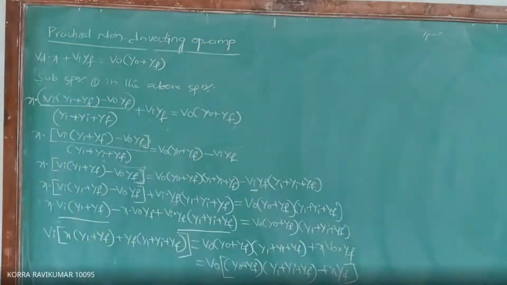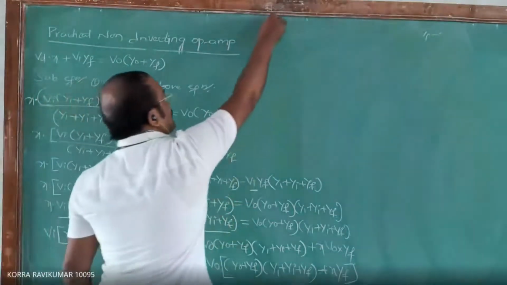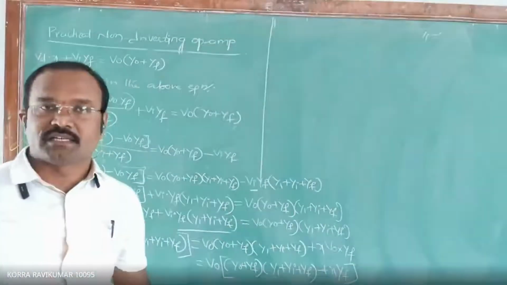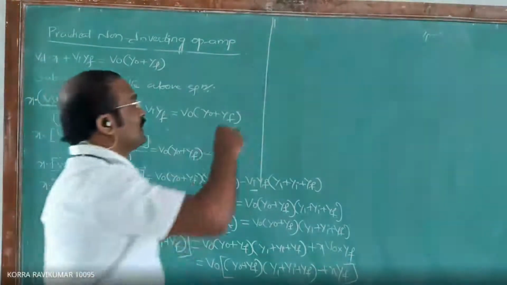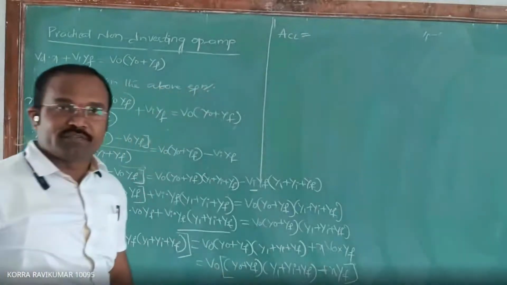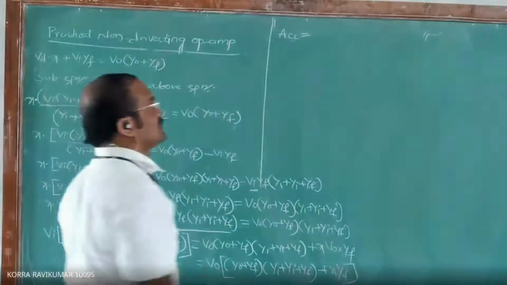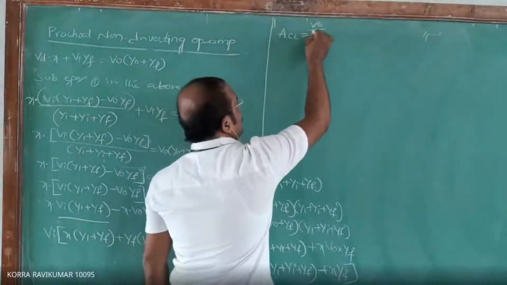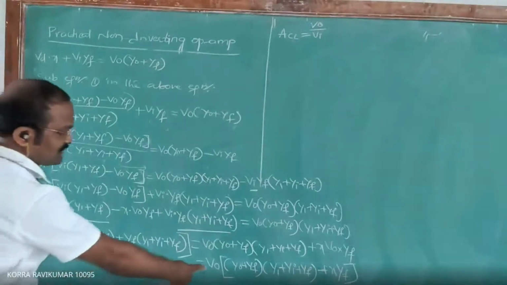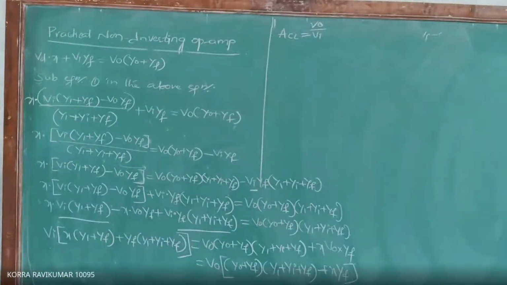X into YF. Here Vi is there, LHS side, RHS side, V0 is there. What we want actually? The closed loop gain of the practical non-inverting op-amp. The equation for closed loop gain is the ratio of output voltage by input voltage, that is V0 by Vi. See here, RHS side V0 is there, LHS side Vi is there. So V0 by Vi right here.